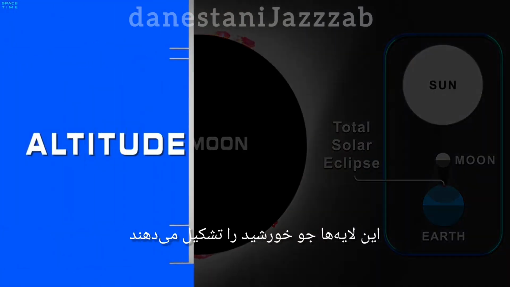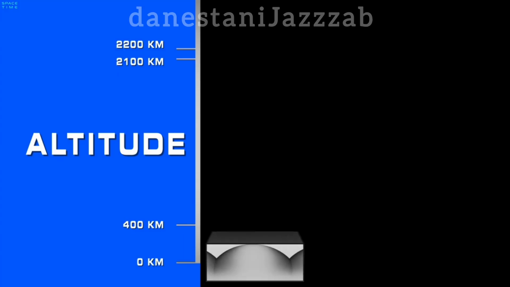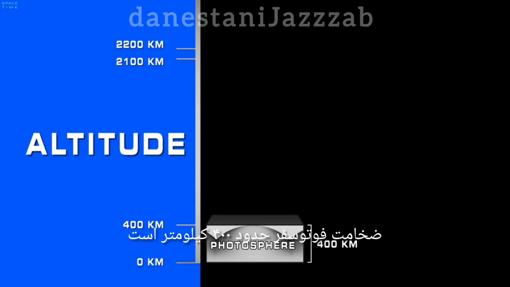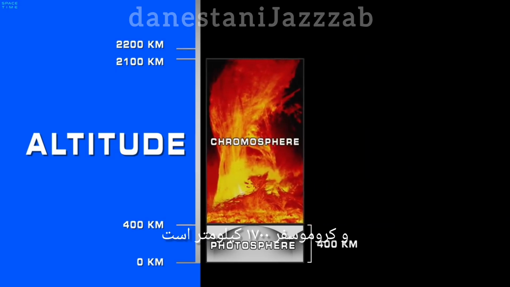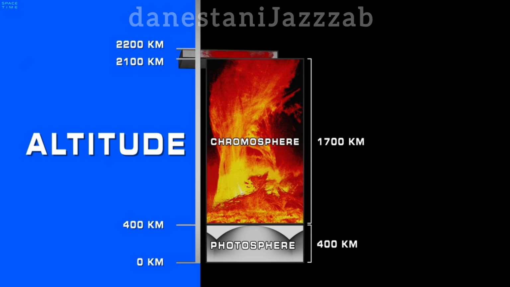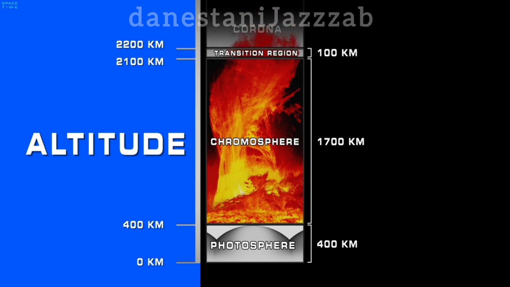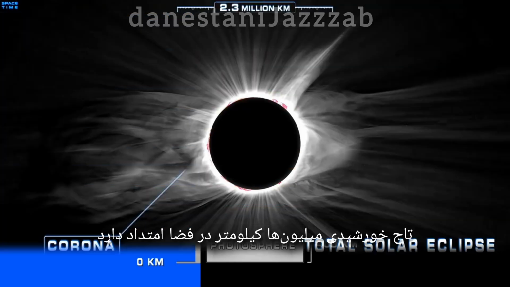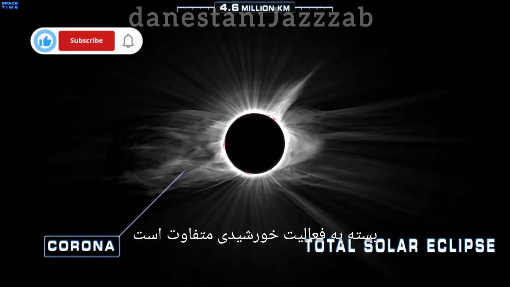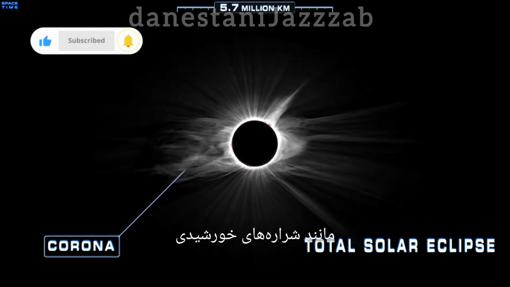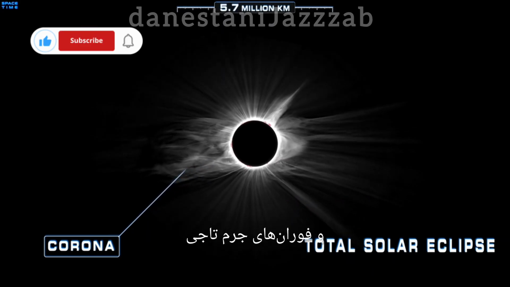These layers form the sun's atmosphere, and each layer varies in thickness. The photosphere is about 400 kilometers thick, and the chromosphere is 1,700 kilometers. The transition region is about 100 kilometers thick. The corona extends millions of kilometers into space. Its thickness isn't fixed. It varies depending on solar activity, such as solar flares and coronal mass ejections.